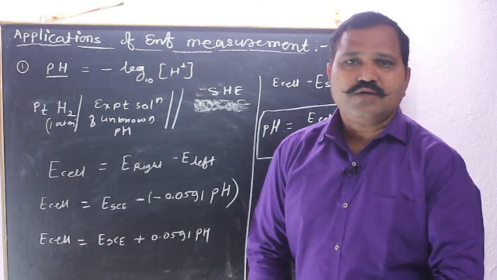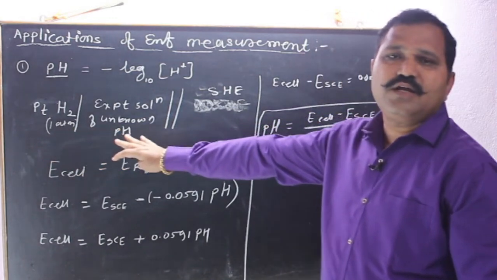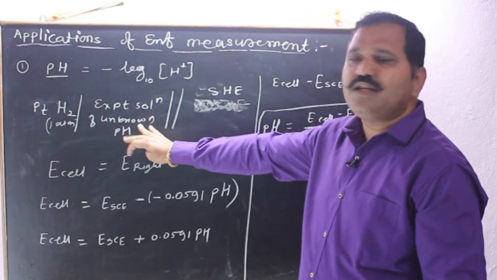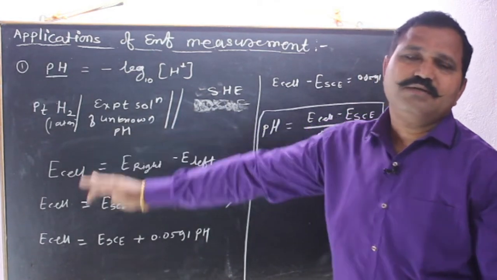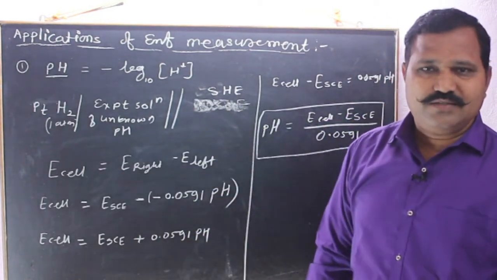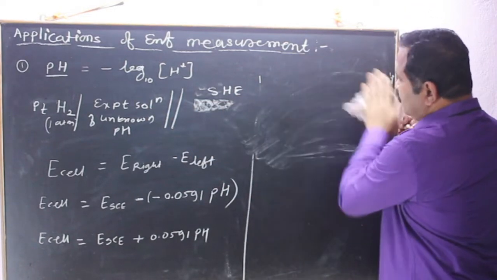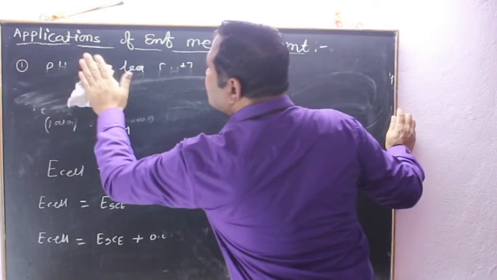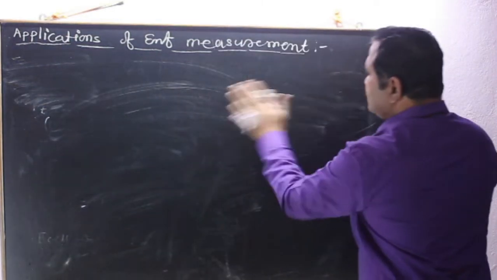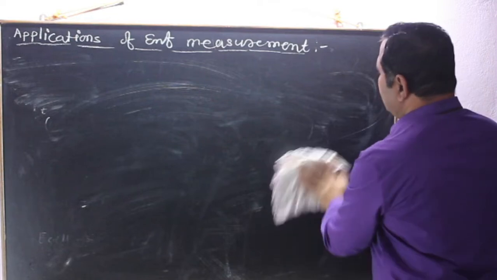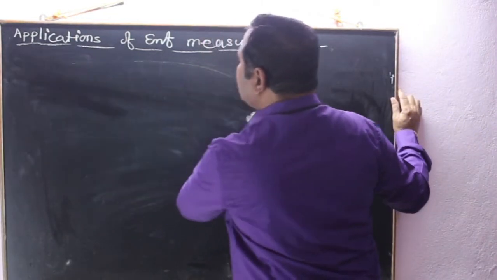Okay, got it? Just prepare a hydrogen electrode reversible to H plus ion, and here we are using the experimental solution, which contains H plus ion. This is the determination of pH of a solution. Now we will see another application of this EMF measurement, that is the determination of solubility and solubility product of a sparingly soluble salt.